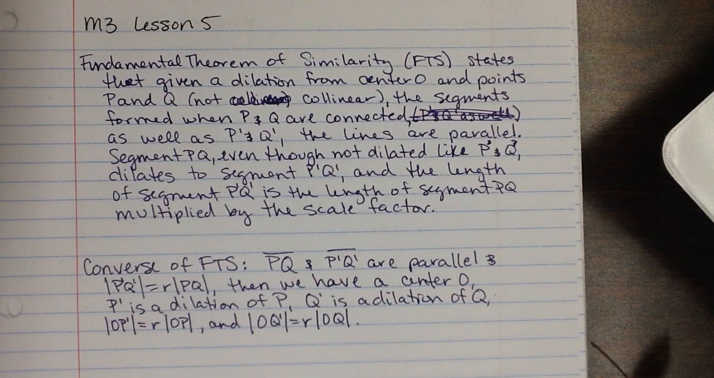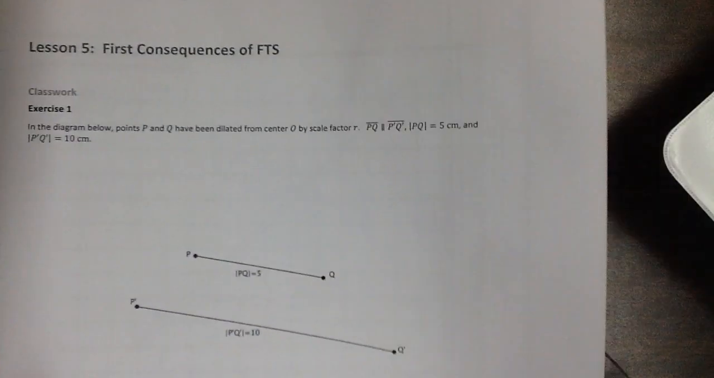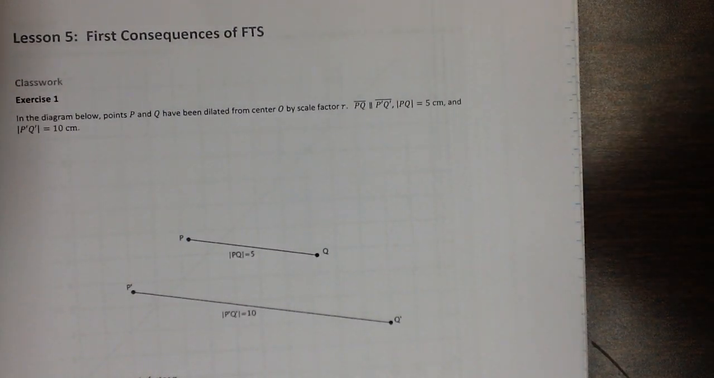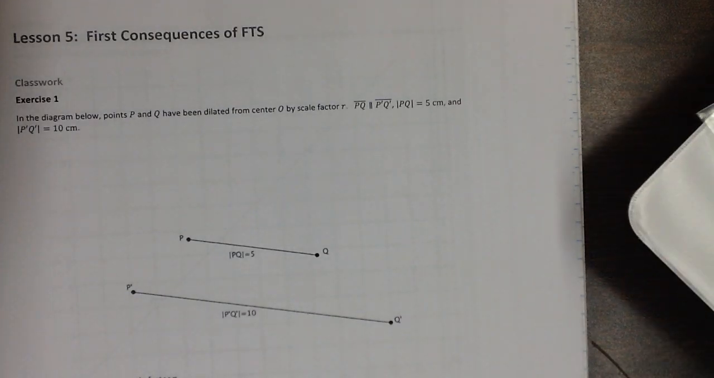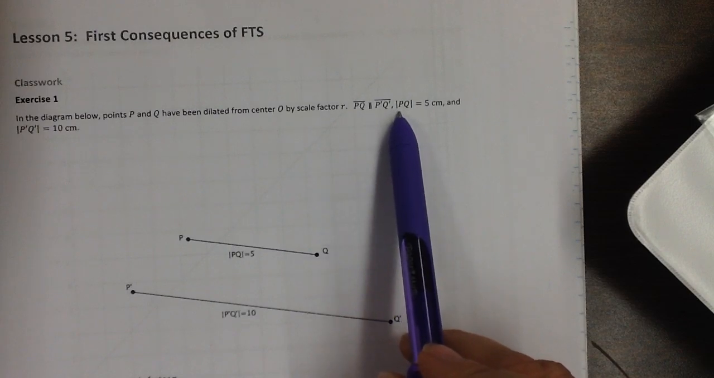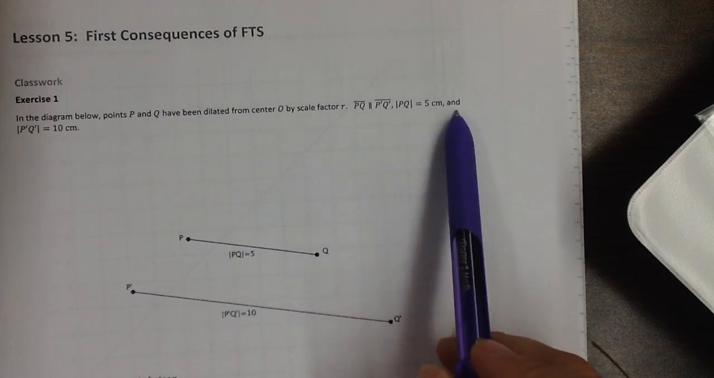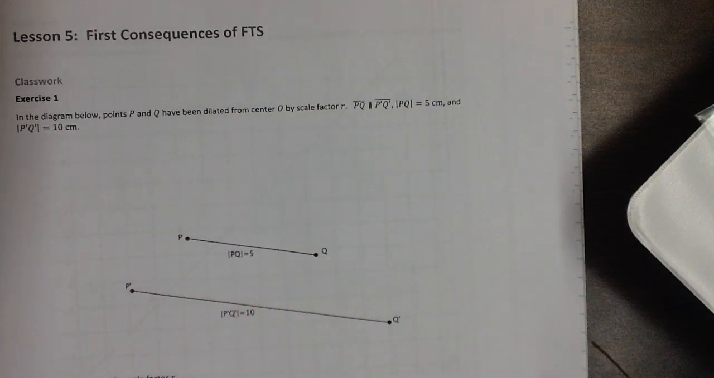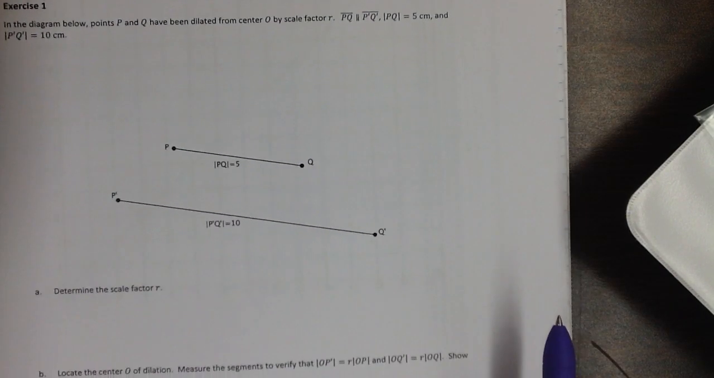Okay, and then we're going to jump right into exercise 1. You will need a straight edge for this, and maybe a calculator for the rest of this stuff. In the diagram below, points P and Q have been dilated from center O by scale factor R. So segment PQ is parallel to segment P prime Q prime. The distance from P to Q equals 5 centimeters, and the distance from P prime to Q prime equals 10 centimeters. So A says determine the scale factor.